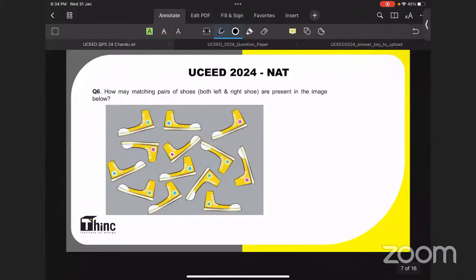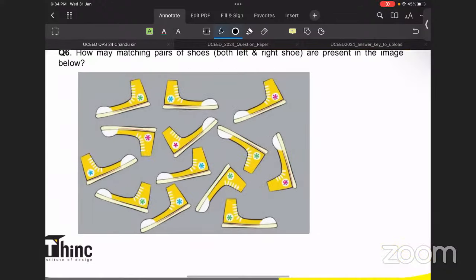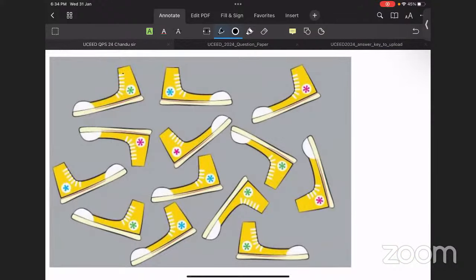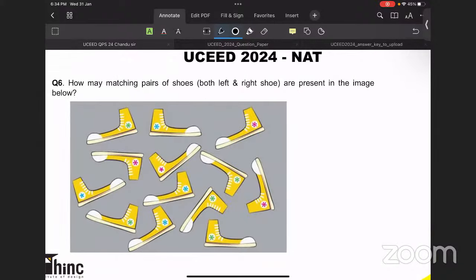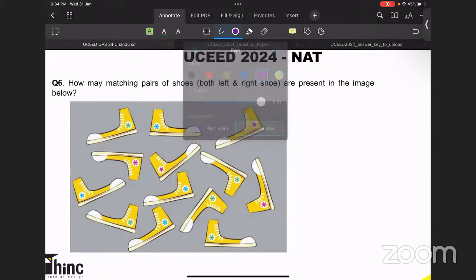A tricky question happened in UCEED this year. As per my view, this is the most tricky question that happened. Many of you may not be thinking about what is tricky in this question. They didn't focus. Let me zoom it. The tricky thing is these kinds of lines. The number of these lines played a crucial role in identifying the right pieces, because pairs should match. They need to look alike, left as well as right.